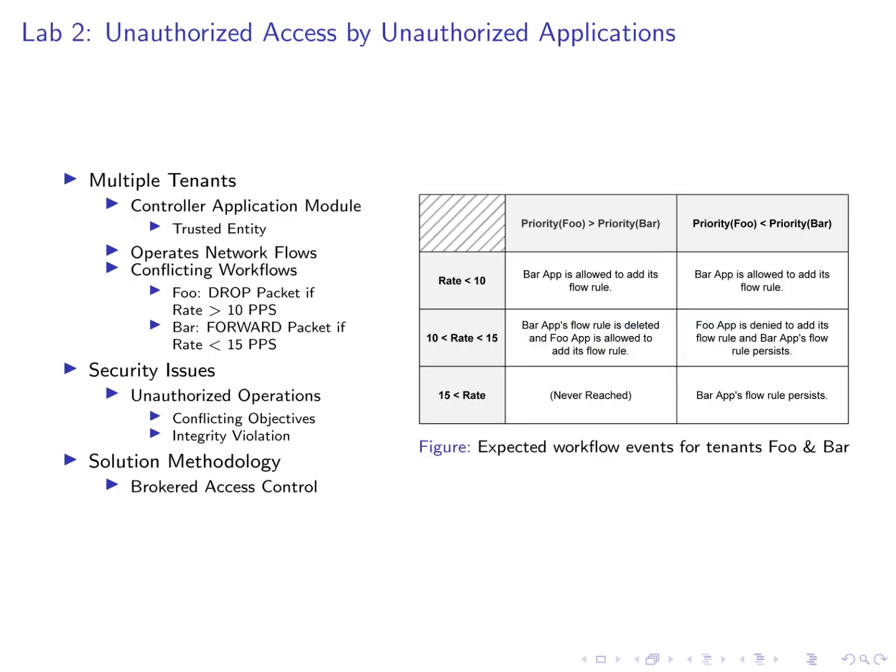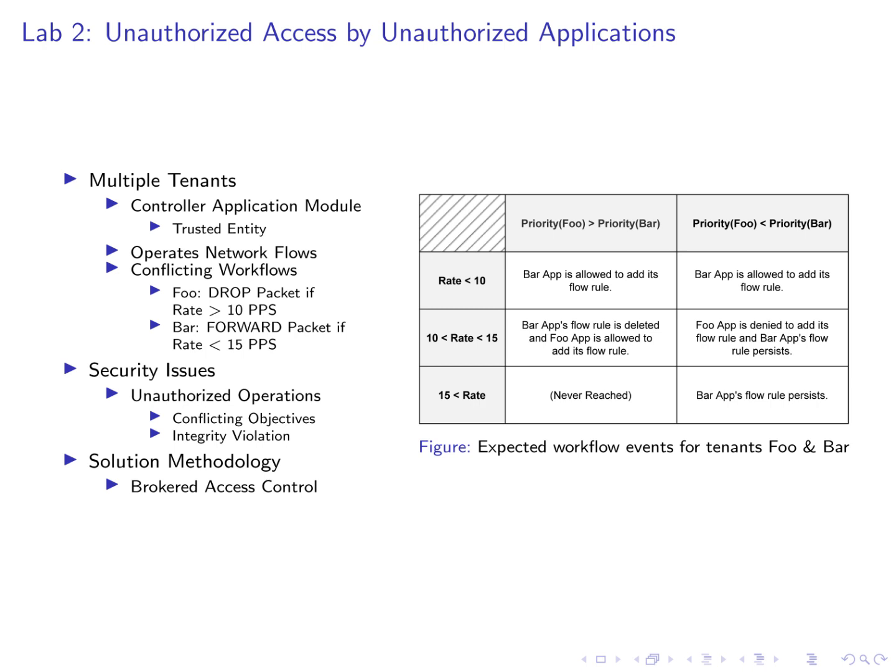Now, coming to the second lab, unauthorized access by unauthorized applications. The paradigm of SDN enables multiple tenants to operate on the same network. A tenant here could be an organization that shares the same underlying network in practice. In this lab, we present a scenario where a tenant exists as an application module inside an SDN controller and uses its resources to install network flows. It is assumed to be trusted because of its locality in the network, which, however, gives it the potential to cause unauthorized operations in the network.